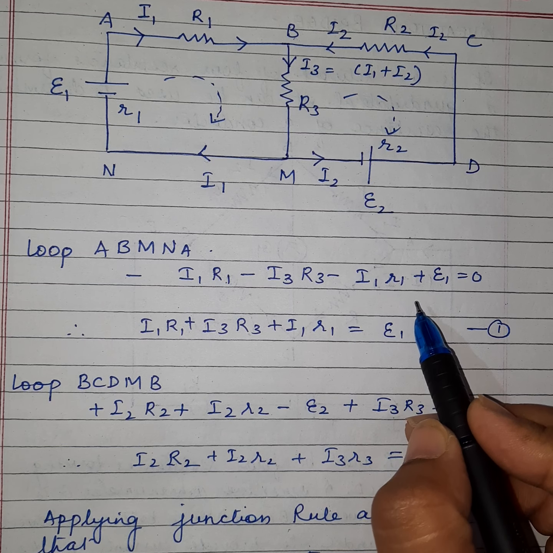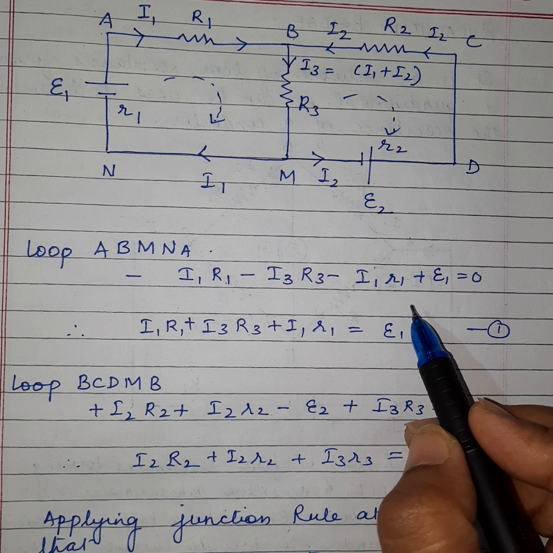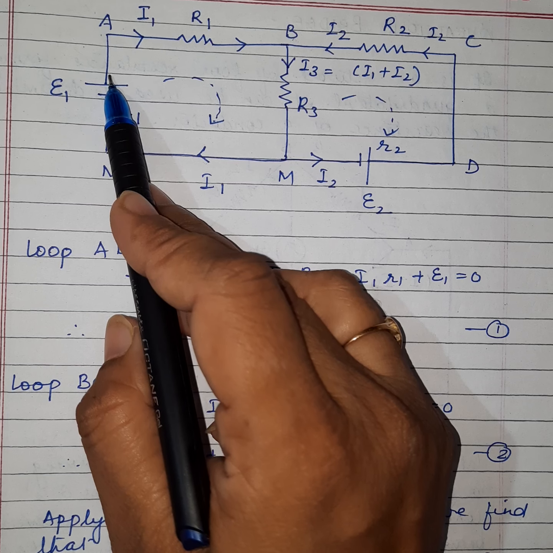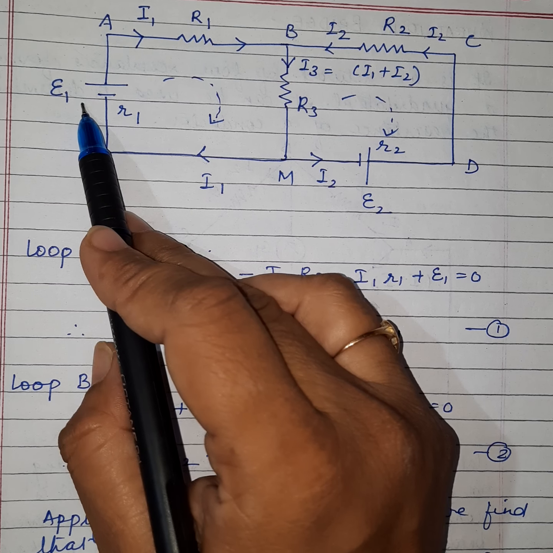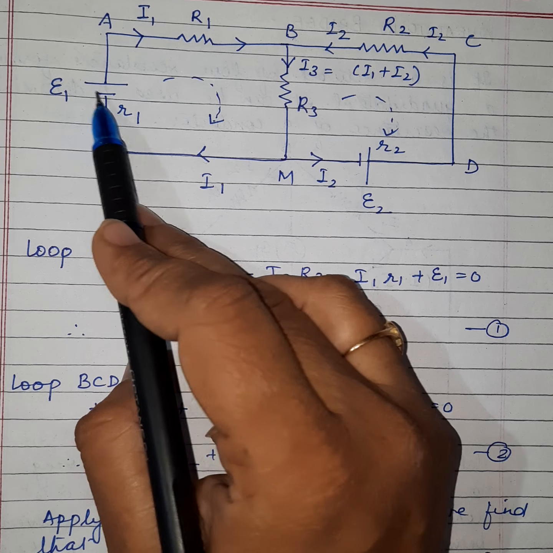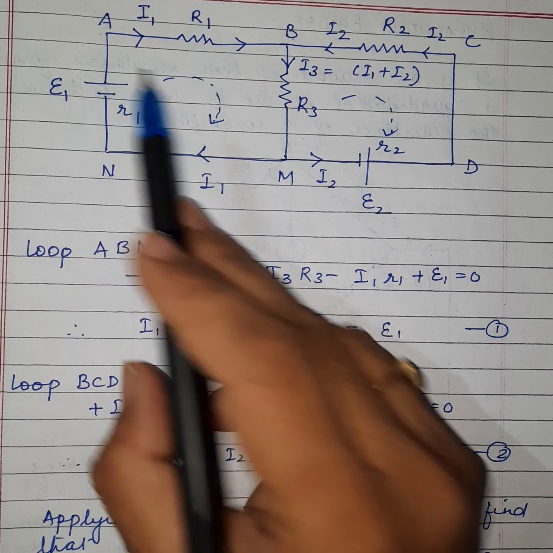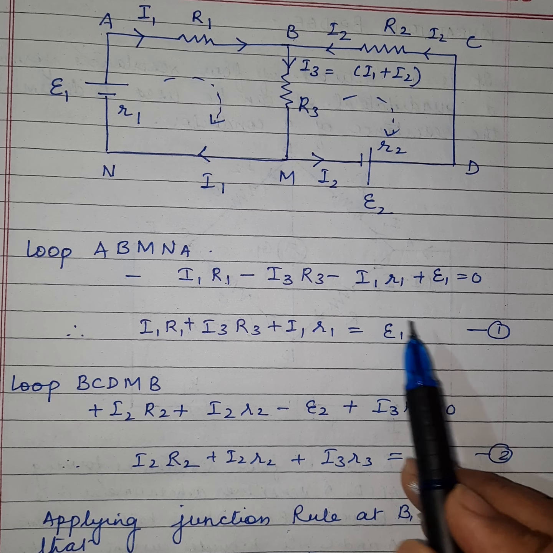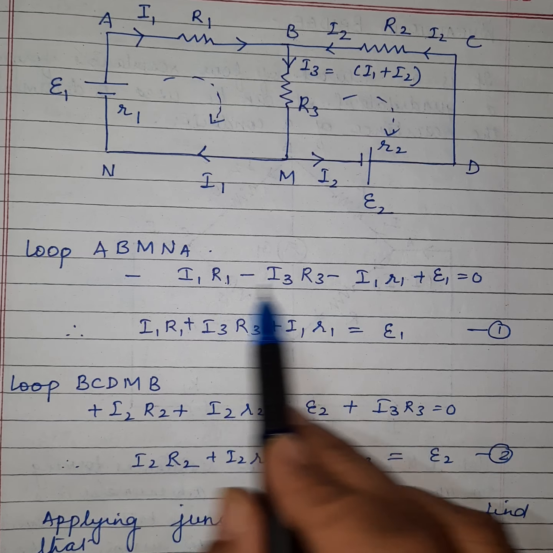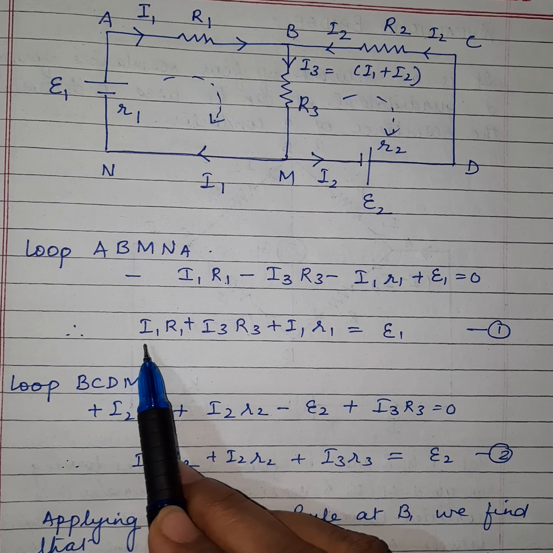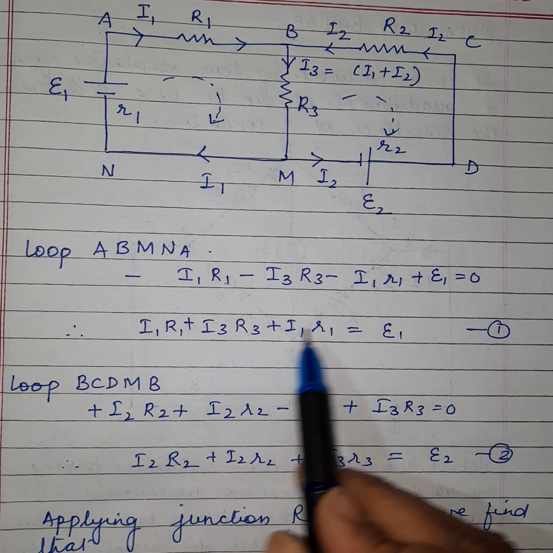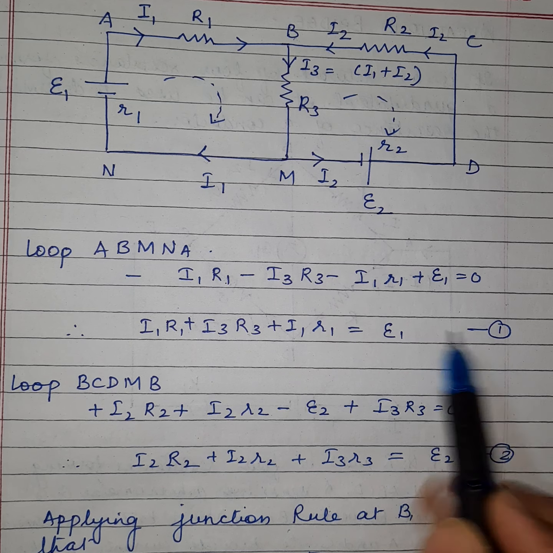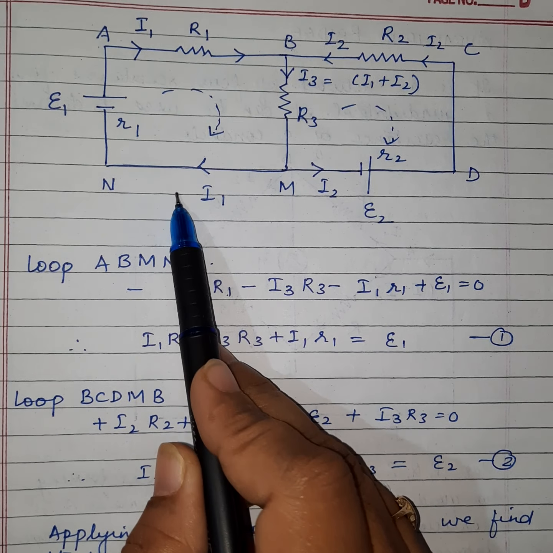The second rule says that while traveling the loop, if we go from the negative terminal to the positive terminal through the electrolyte, the EMF of the cell will be counted as positive. Here we are traveling from negative to positive, so EMF is taken as positive. So from loop ABMNA we get this equation, or we can rewrite it as I1 R1 plus I3 R3 plus I1 r1 is equal to epsilon 1. This is the first equation that we have received from this loop.